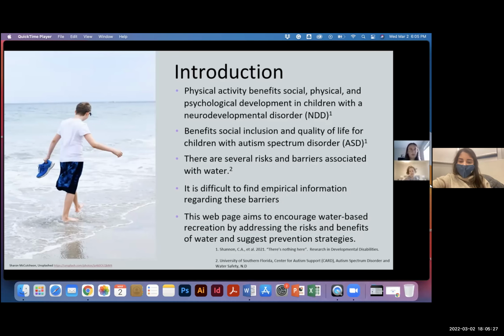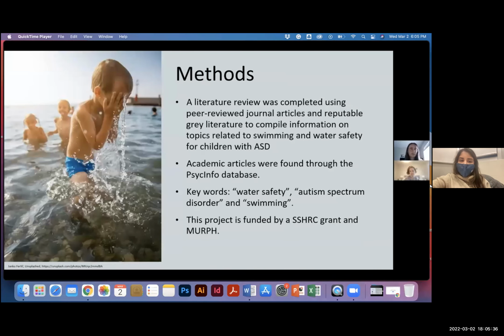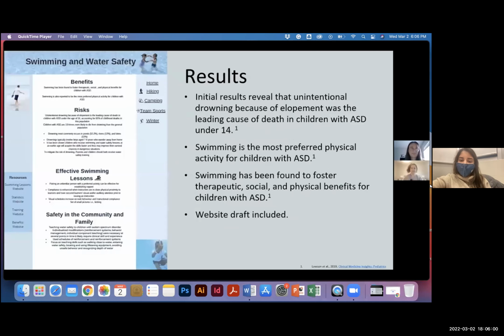So this webpage will aim to encourage water-based recreation to address these risks and benefits of water and suggest prevention strategies. To do this, a literature review was completed using peer-reviewed journal articles and reputable gray literature to compile all of this information together and create a website page on swimming and water safety for children with autism spectrum disorder. Articles were found through the PsycInfo database using keywords such as water safety, autism spectrum disorder, and swimming. This project is also funded by a SURE grant and the MURPH program at UBCO.